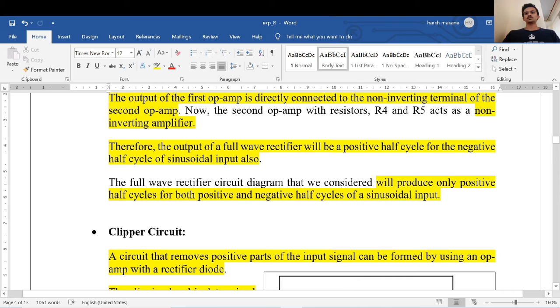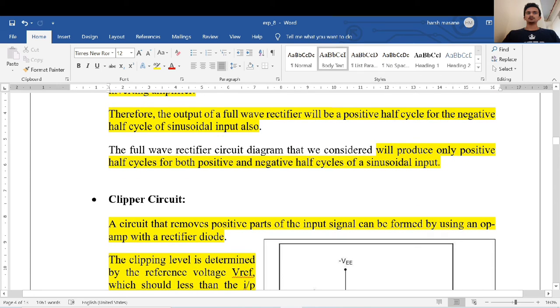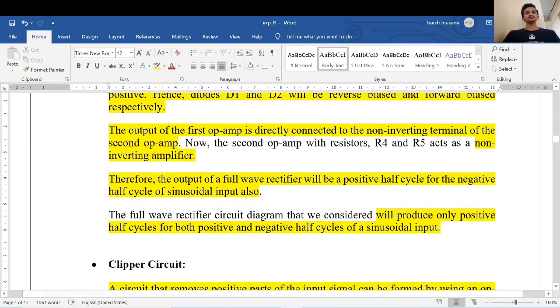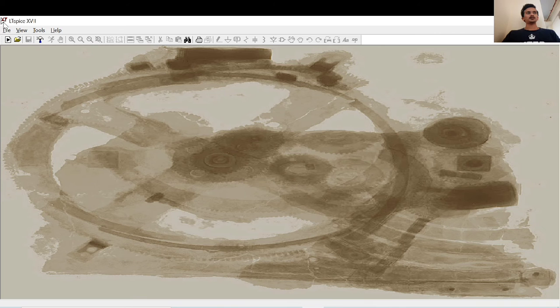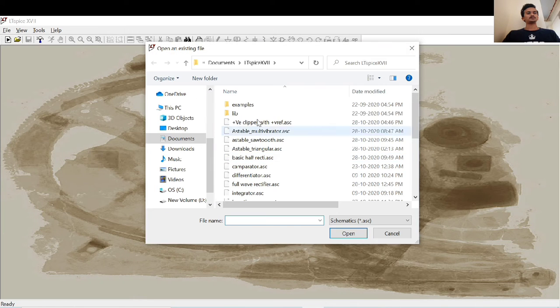Therefore the output of the full wave rectifier will be a positive half cycle for the negative half cycle of the input signal also. So the full wave rectifier provides only positive half cycles for both the positive as well as the negative half cycle of the input signal. So let's see this circuit on LTspice, how it works.